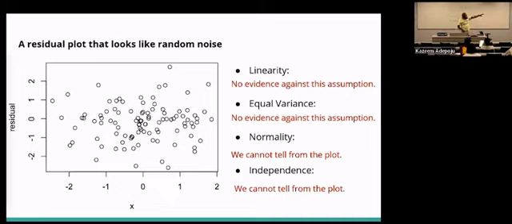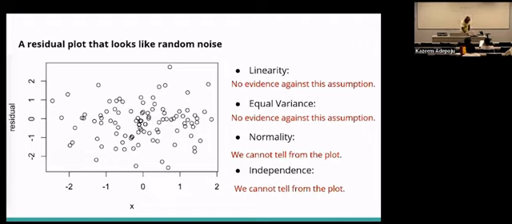But you know what? Assumptions of normality, assumptions of independence, we cannot use residual plots to investigate that. So the residual plot can only be used to investigate assumptions of linearity and assumptions of equal variance.